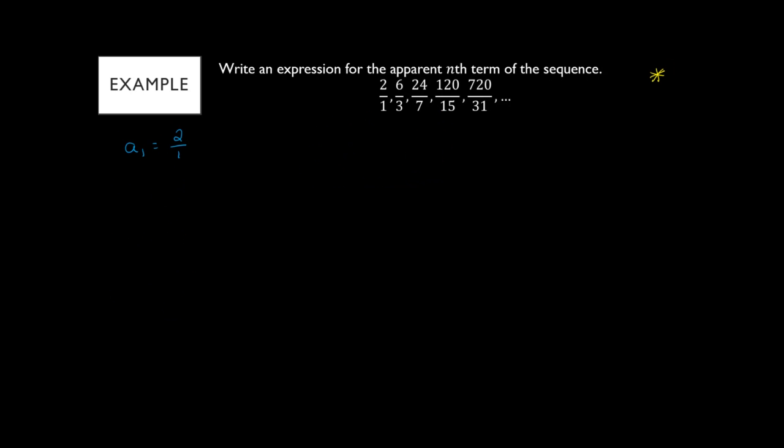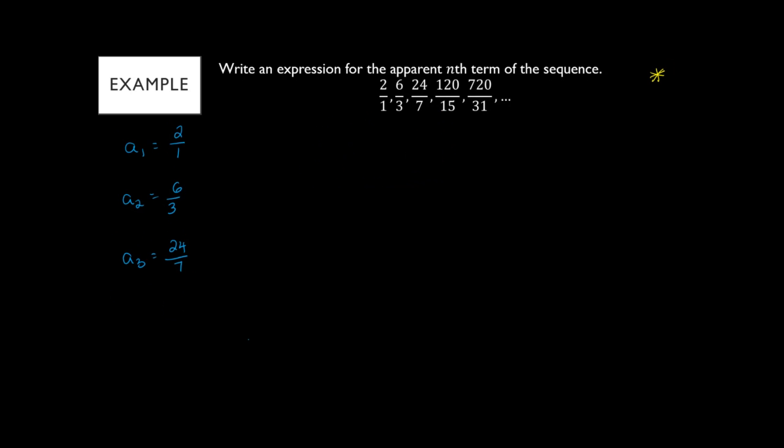And what's really nice is I've written this as 2 over 1. Usually they'll just give it to you as 2, and then you have to say, okay, well, let me write it over a fraction like the other ones. So I've got 2 over 1. The second one is 6 over 3. Third one, 24 over 7.